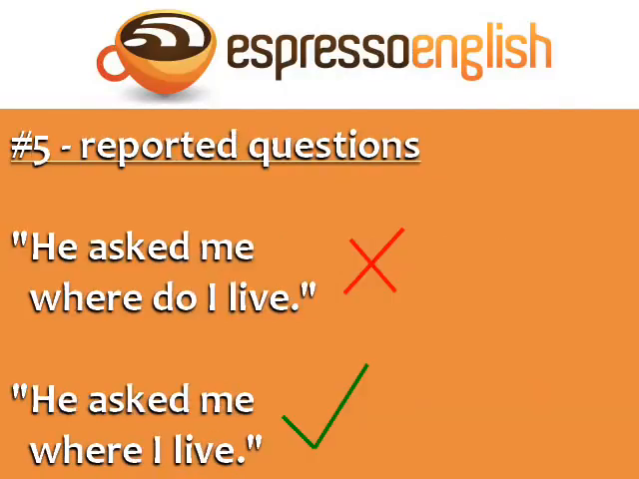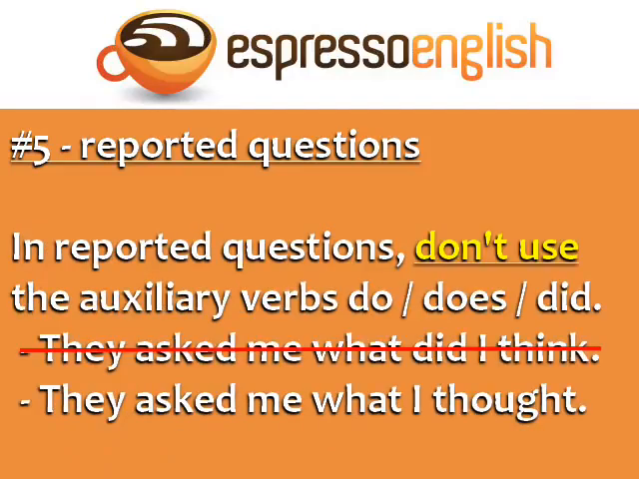Number 5. Reported questions. He asked me, where do I live? Is incorrect. The correct sentence is, he asked me where I live. This sentence is an example of a reported question. We are talking about a question someone asked in the past. In reported questions, don't use the auxiliary verbs do, does, or did. Here's another example.